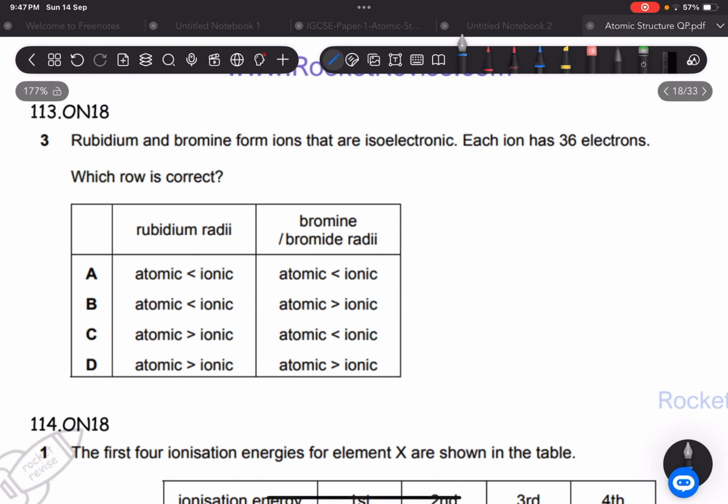So today we are going to be solving some paper 1 questions of AS level. We're going to be solving questions about atomic structure, ionization energy, and electronic configuration.